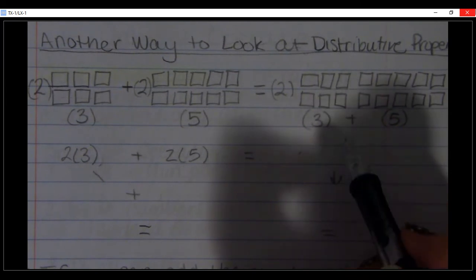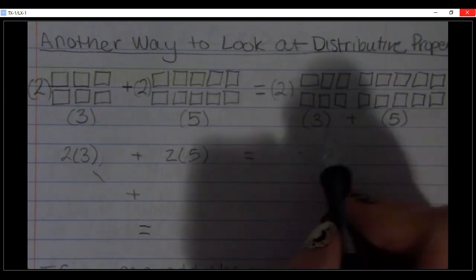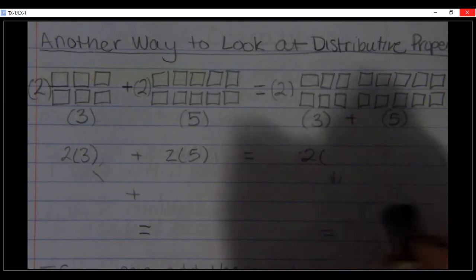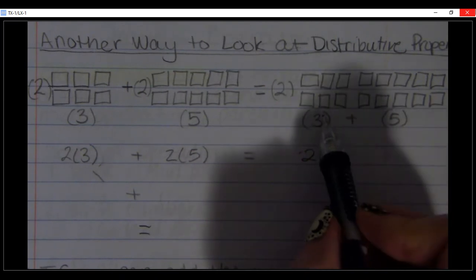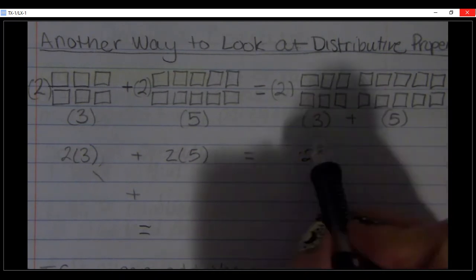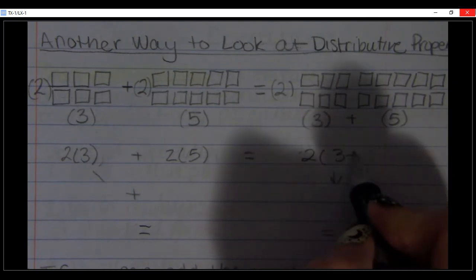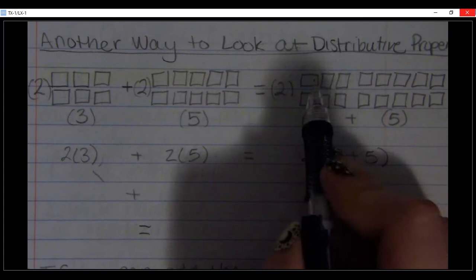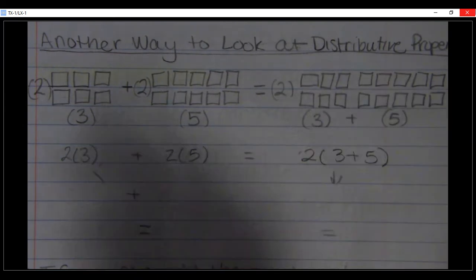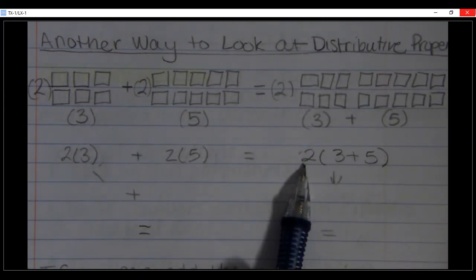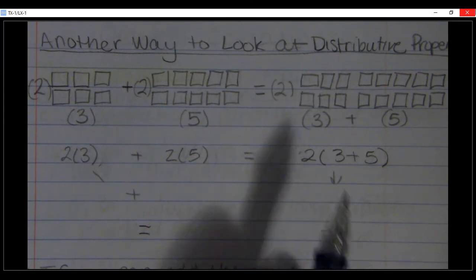Over here, it's a little bit different. I still have my 2 rows, so I'm going to write my 2. But instead of just 3 boxes or 5 boxes, I actually have to add those together. So I have 3 plus 5. But there's still 2 rows of each set. So that's why I have my 2 in front of my set of parentheses.